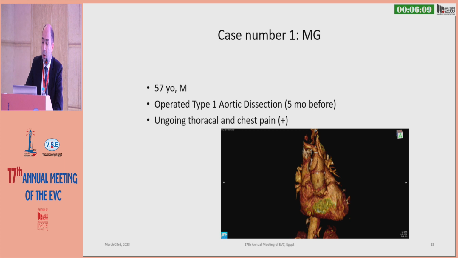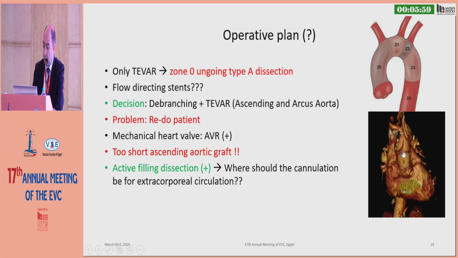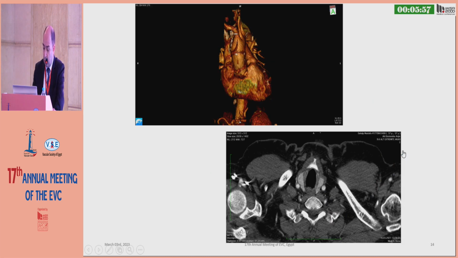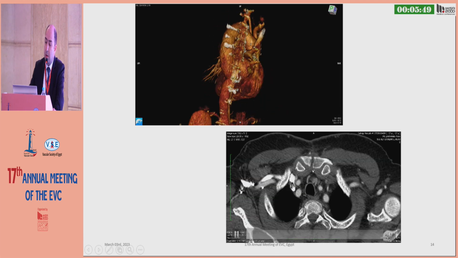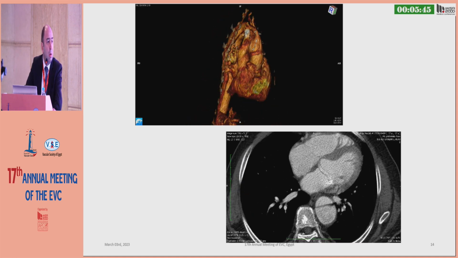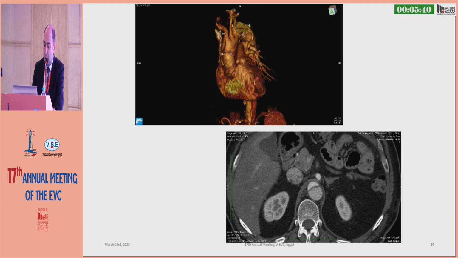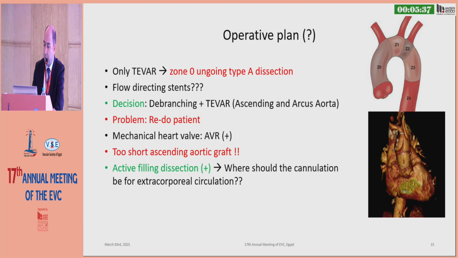Five months before, he was operated on due to type 1 aortic dissection, with ongoing thoracic and chest pain. Here you see the type 1 dissection after the operation. The problem here is that the ascending aorta was replaced, and there is also a mechanical heart valve, and still the dissection did not resolve.